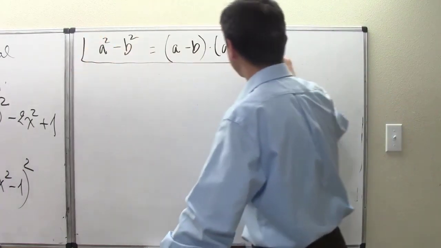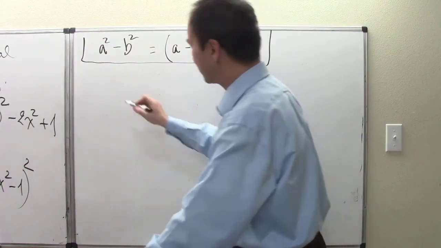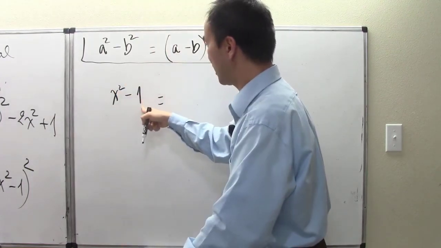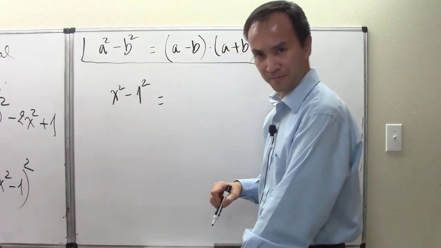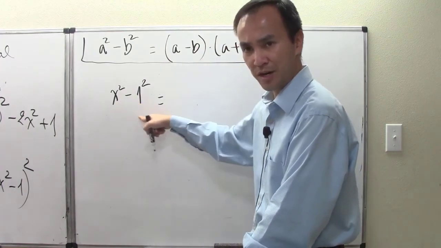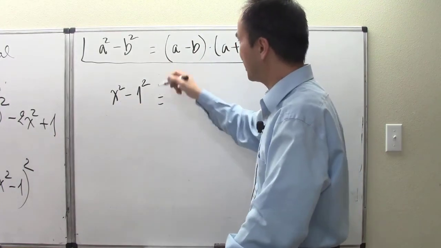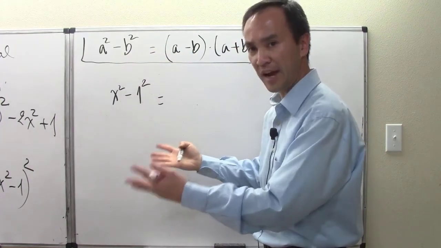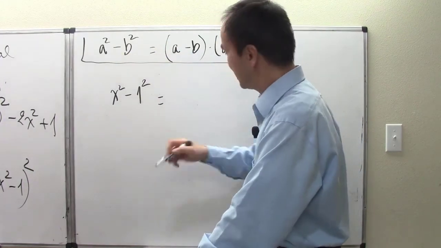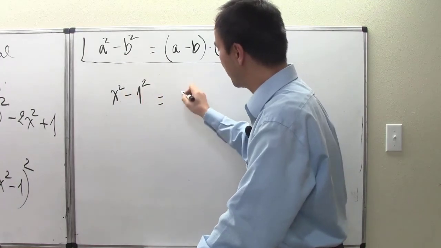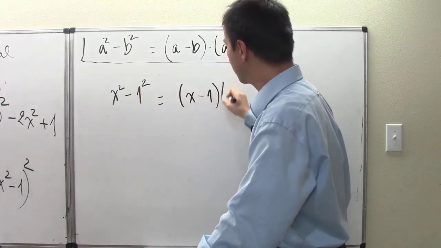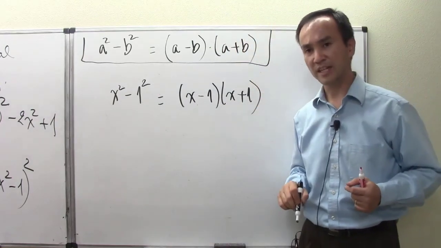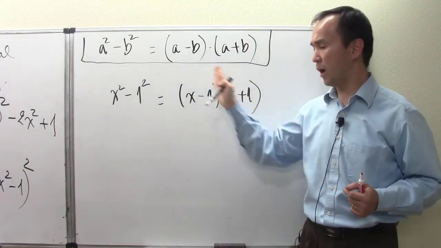Now in our situation here, think about the x squared minus 1. This one is the same as x squared minus 1 squared, a difference of two squares. So we can use this particular identity to put it in factored form. So x squared minus 1 is the same as x minus 1 times x plus 1. Okay, so why is this useful?